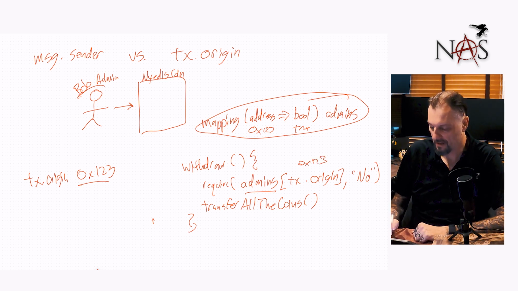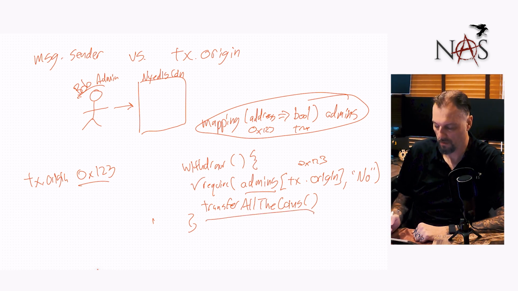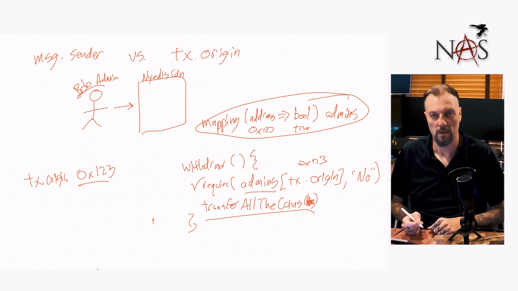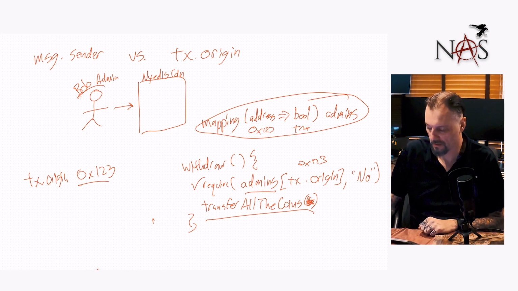So therefore, this validates, and we transfer all the coins to some address that we give, because we want to transfer this to a vault address or something. So we're going to transfer this to whatever address we pass into the withdraw function. Now, how do we take advantage of this? How do we exploit this contract?